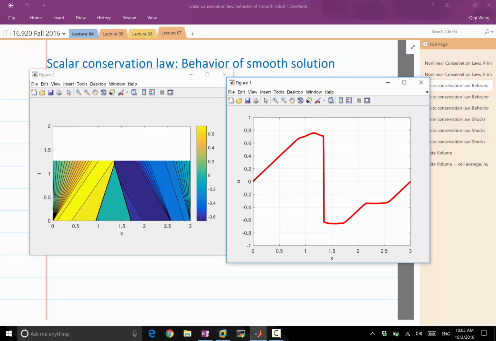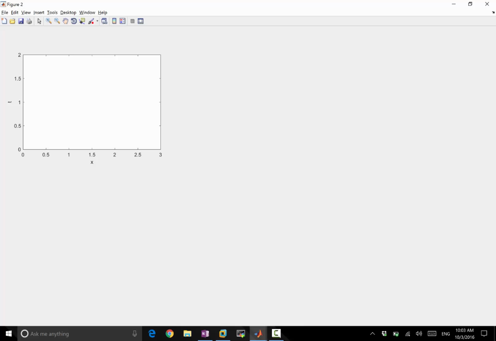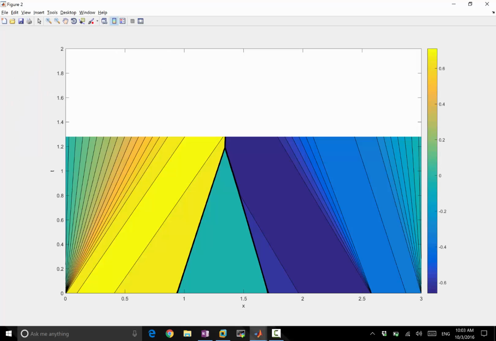And if you take a look at the contour in space and time, let's magnify a little bit. Can somebody describe to me how the solution behaves? Is there something special you see on the space-time plot? Yeah, there is a discontinuity. Let's talk about this later. Right now we are talking about the smooth part of the solution. That's right. Do you see something special on the smooth part of the solution?